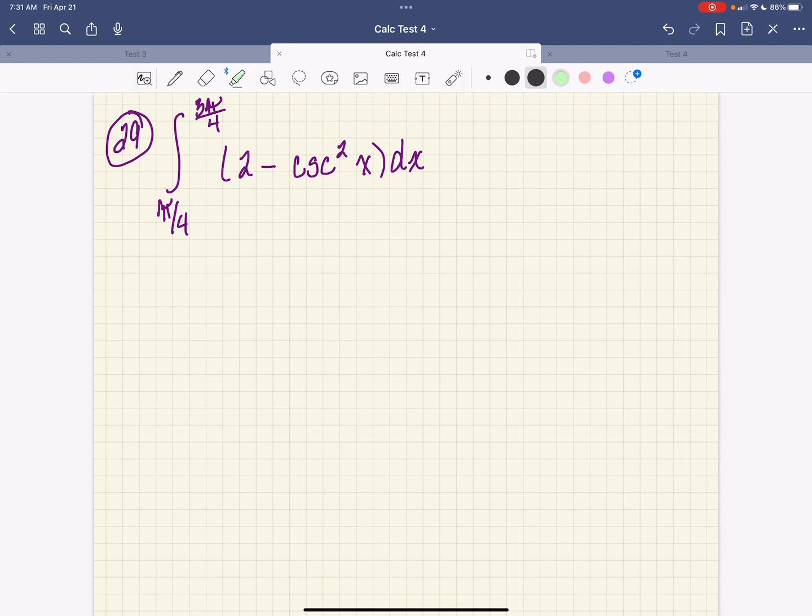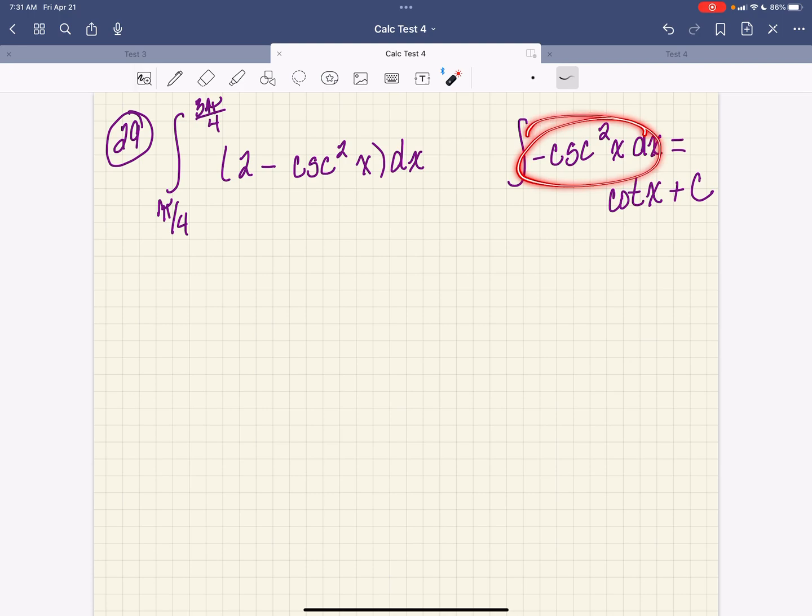What we do need to know is that negative cosecant squared of x dx is going to be cotangent of x, plus c. That's something that you need to have on your formula sheet, and you'll be provided that. So that's why you're looking for that. And so that right there might be where you got stuck on this one. So let's go ahead and take the antiderivative of this.